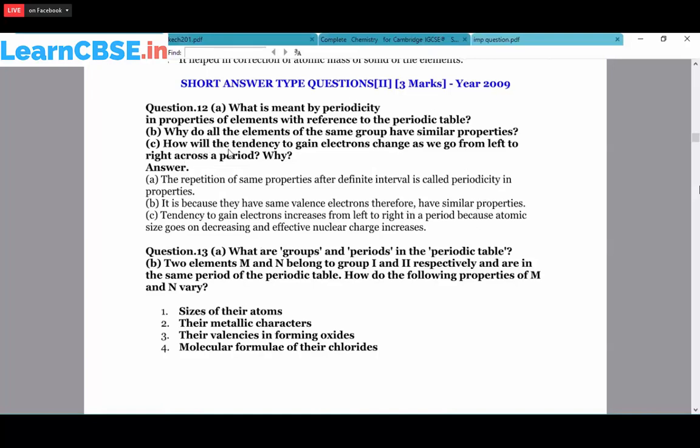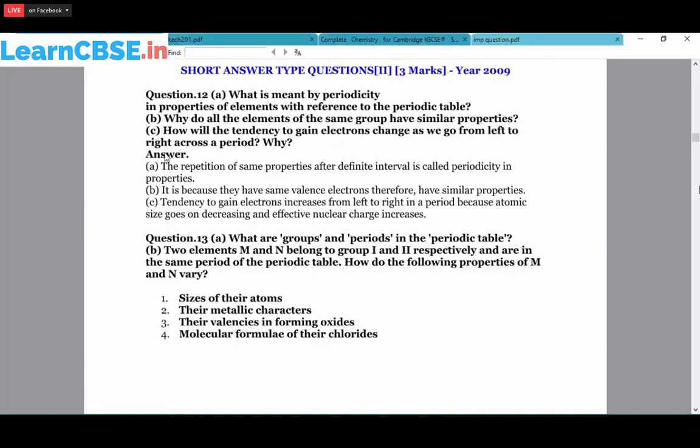How does the tendency to gain electrons change as we go from left to right across a period, and why? On the left we have metals, on the right we have non-metals. The left always loses electrons, the right always gains electrons. So the tendency of gaining electrons increases from left to right in a period because the atomic size goes on decreasing and the effective nuclear charge increases.